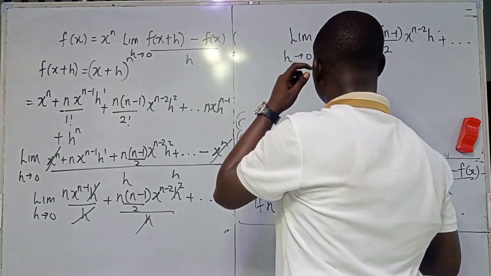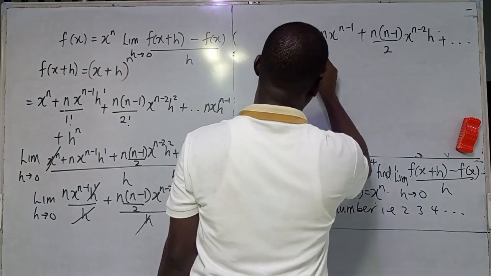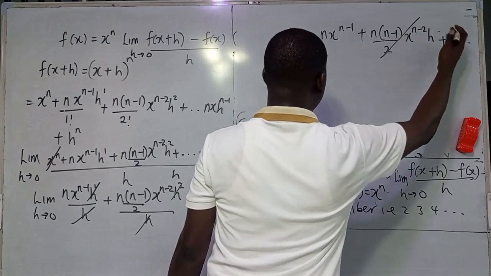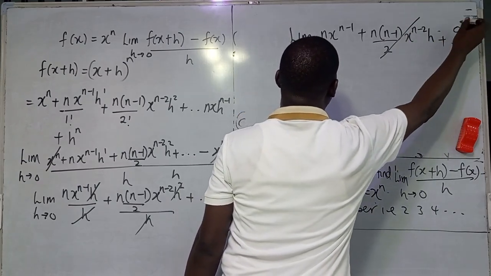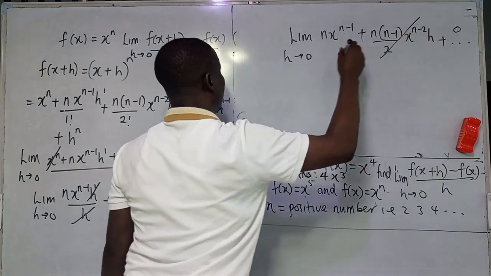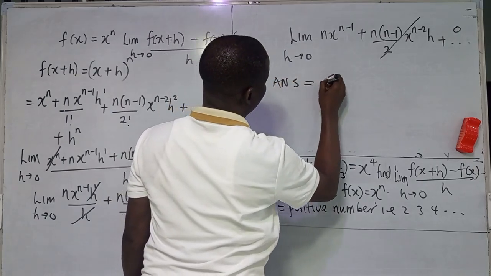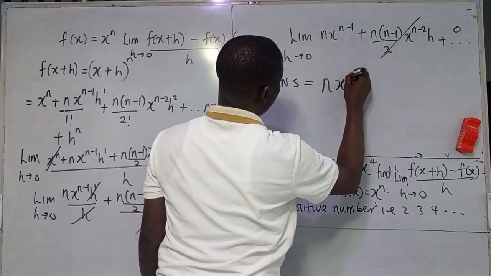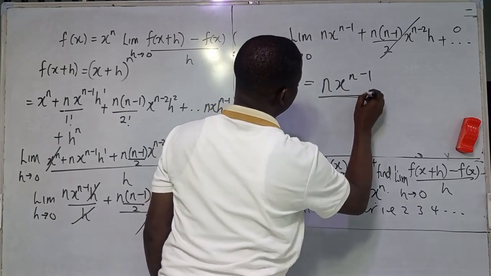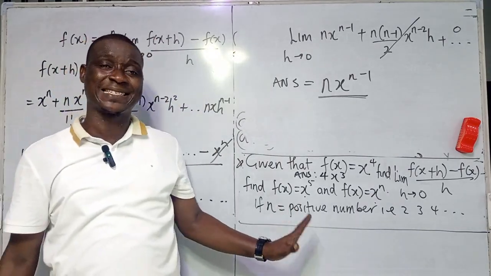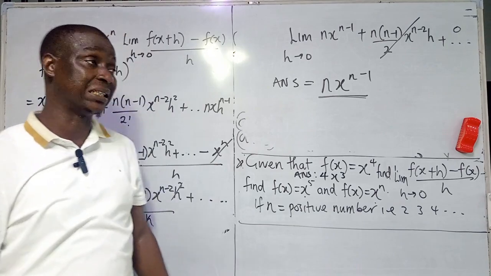You understand me now? So if you put h equal to 0 here, this one will cancel out, so everything will be 0. And every other term will also be 0. So the only thing that will remain, our answer, will now be equal to n x to the power n minus 1. So I'm able to explain and dissect that question to your satisfaction.